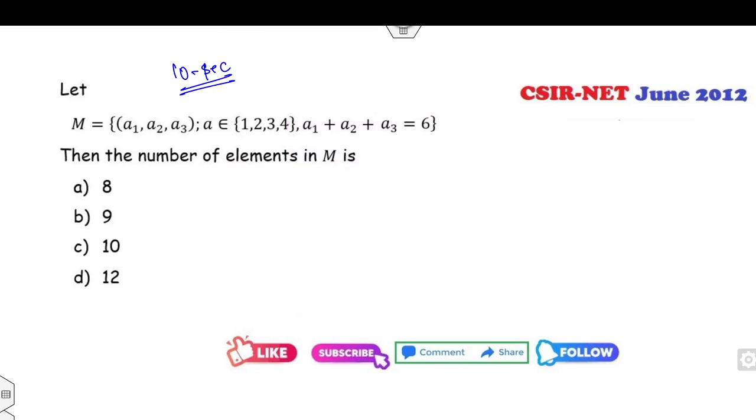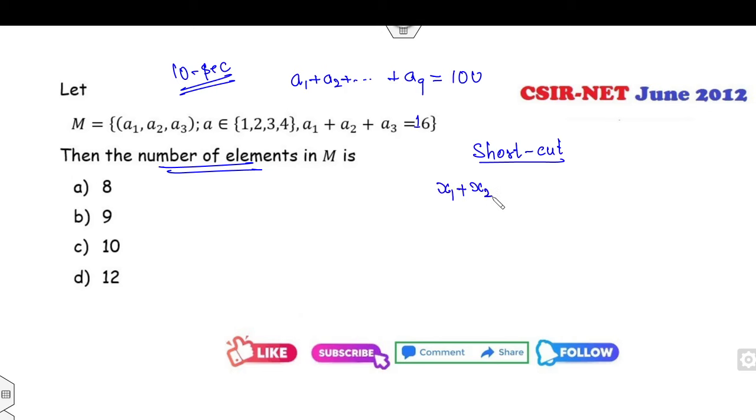But that will take a very, very lengthy calculation. If in the examination somebody gives you A1 plus A2 up to A9 as, say, 100, then it is not an easy task to select by hit and trial. So what is the shortcut tip for you? Always remember, whenever you want to find the number of elements in this equation, instead of A I can write in terms of X: X1 plus X2 up to Xn.